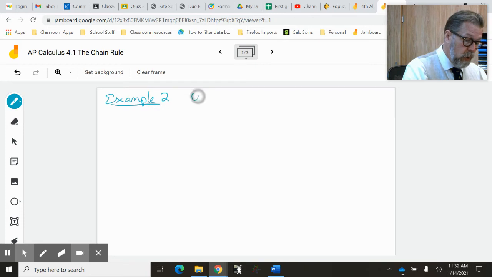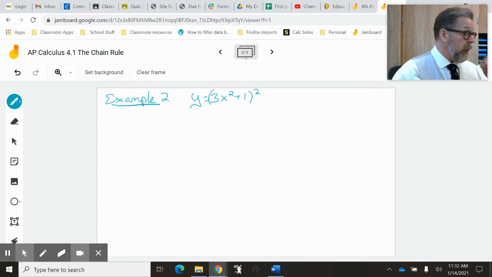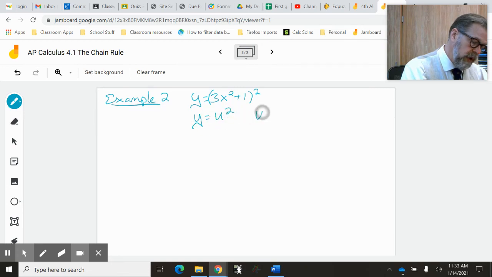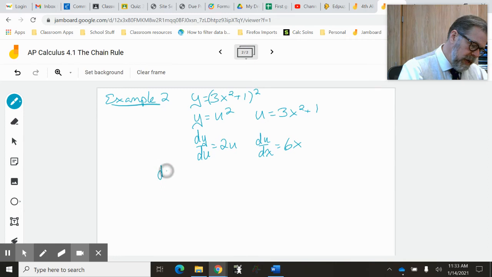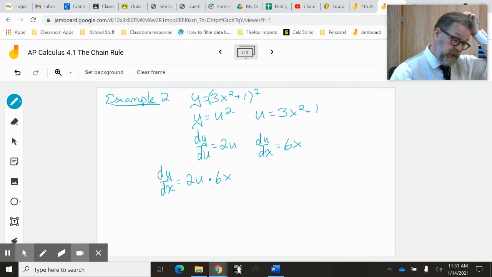Example 2 says that y is equal to (3x squared plus 1) squared. And we're going to split this into a composite function. We're going to say that y is equal to u squared and u is equal to 3x squared plus 1. Well, the rate of change of y with respect to u is 2u. The rate of change of u with respect to x is 6x. So the rate of change of y with respect to x must be 2u, dy/du, times 6x, du/dx, based on what we did on the previous page.